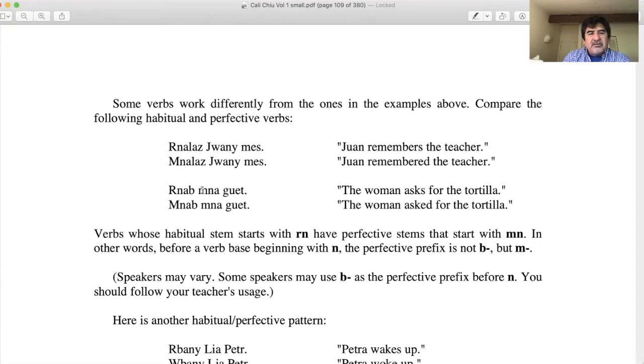Again, Rnab naget. And for, say, yesterday, Naib nab naget. So as you can see here, this verb is an RN verb. For these verbs, instead of using the B, we use the M. So we change the R to an M. Again, you can see that here.